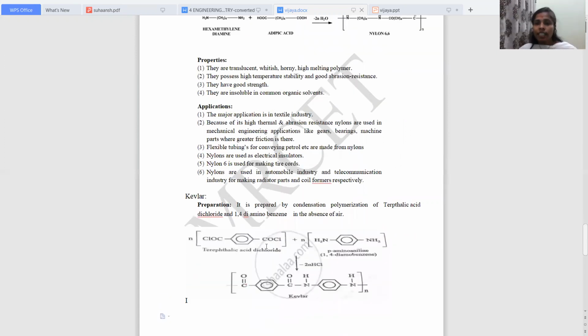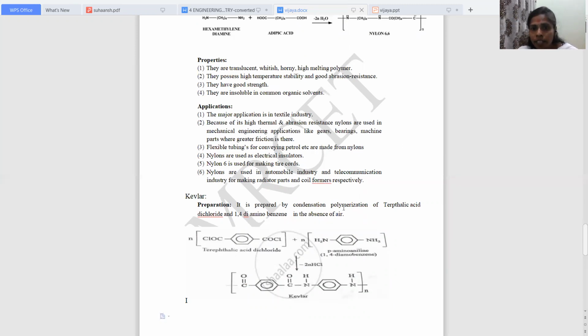So now let us see the next one, Kevlar. Kevlar is also one of the polyamides similar to nylon 6,6. But Kevlar is an aromatic polymer, whereas nylon 6,6 is aliphatic. Maybe you know what is meant by aromatic. Aromatic is nothing but which is having the aromatic compounds.